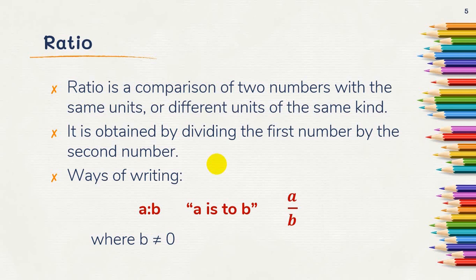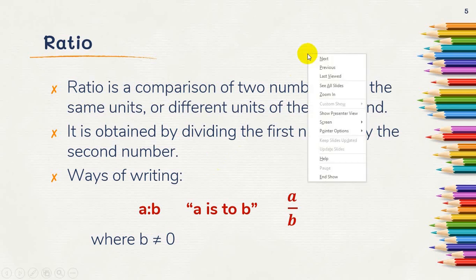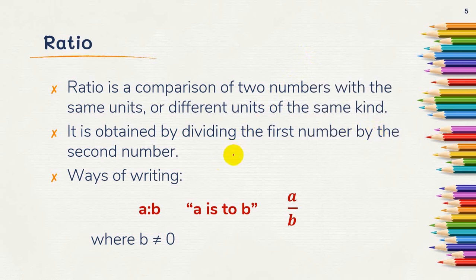Ratio is a comparison of two numbers with the same units or different units of the same kind. So what do you mean by that? We are just comparing two numbers, but what is the operation involved? The operation involved is division, because it is obtained by dividing the first number by the second number. So ratio is also the same as a fraction, dividing two quantities or two numbers.